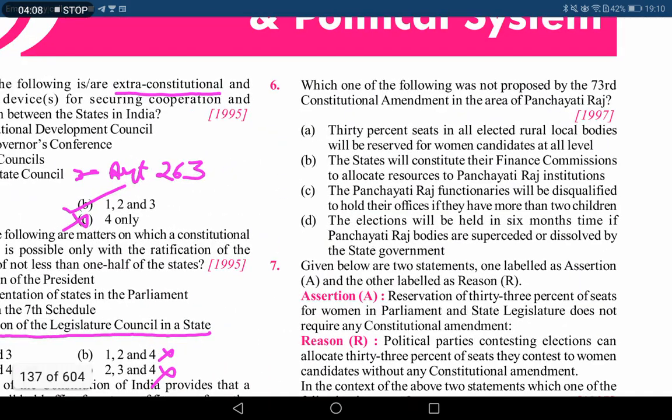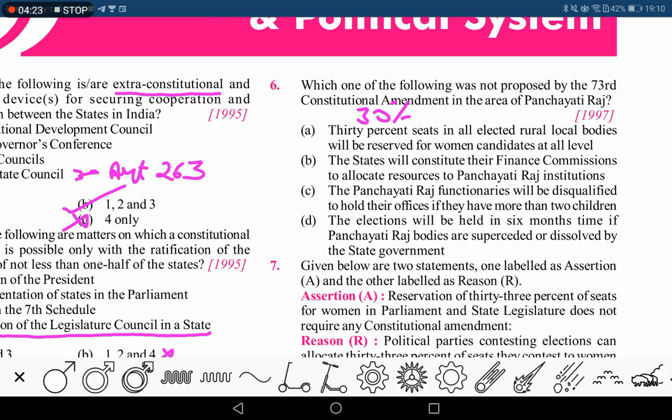Next question is, which of the following was not proposed by the 73rd constitutional amendment in the area of Panchayati Raj? Let's go through all the options. 33% seats in all elected rural local bodies will be reserved for women candidates at all levels. Okay, this has been mentioned.